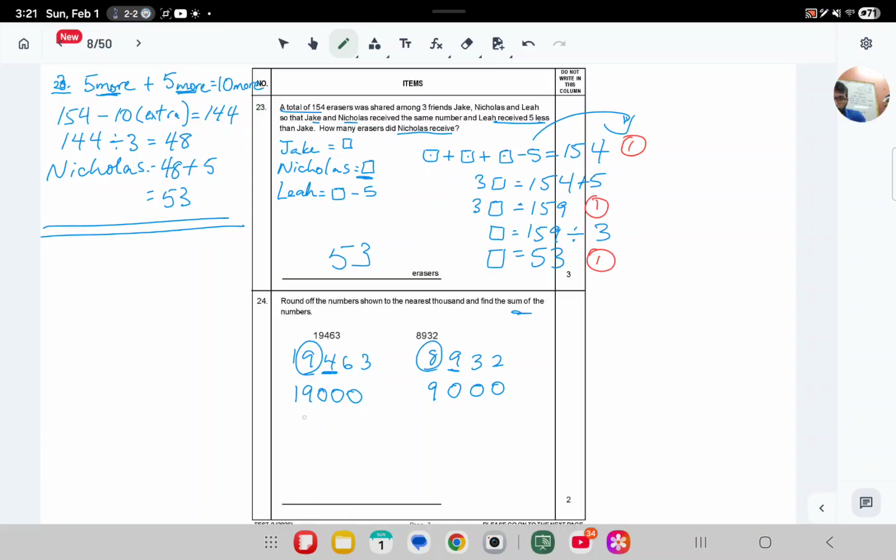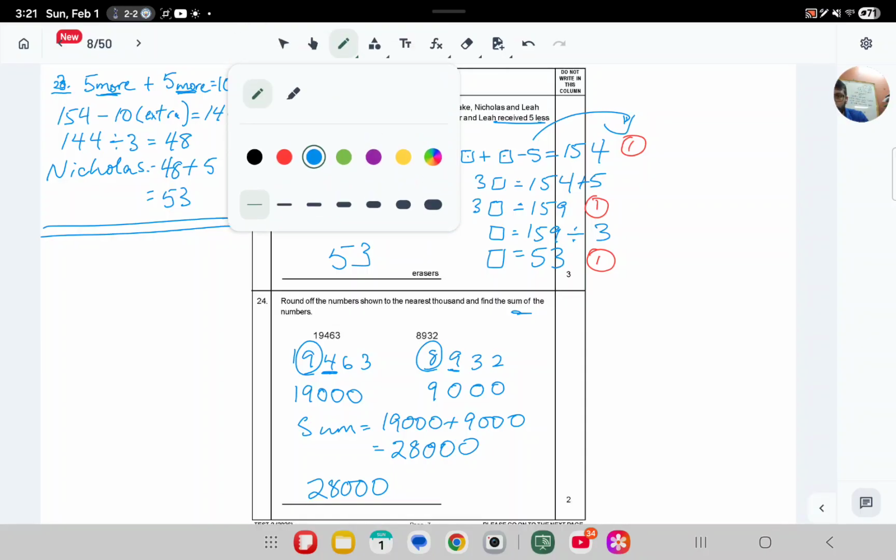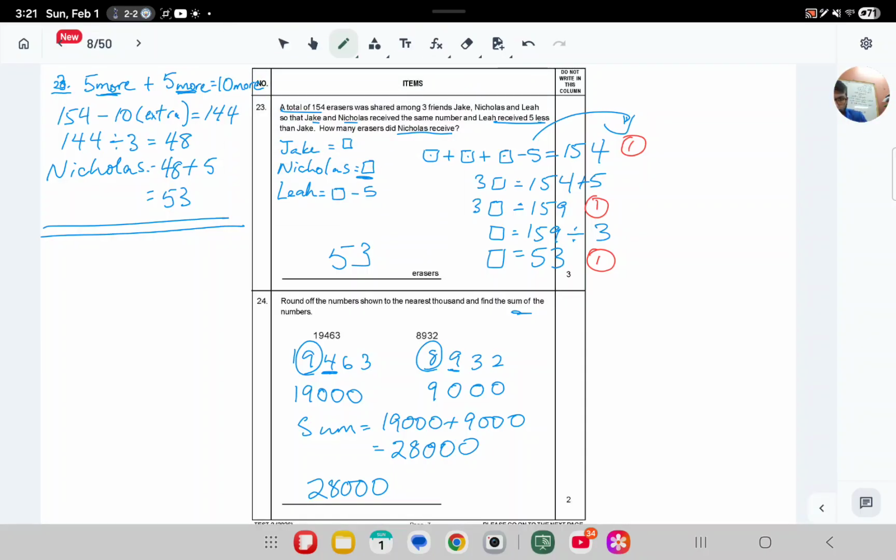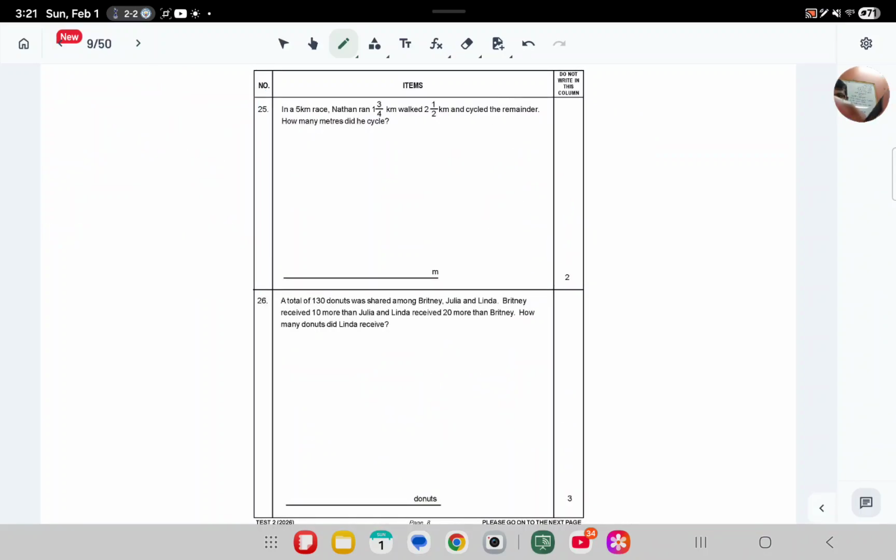To find the sum means to add. So 19,000 add 9,000 will give us 28,000. Alright, so that's 2 marks, 1 mark for rounding off properly, and 1 mark for your final answer. Number 25.